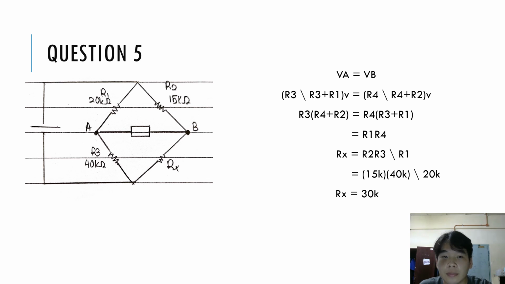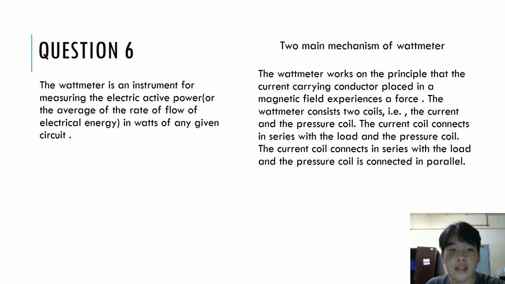Next question. So question 6, the answer is the wattmeter is an instrument for measuring the electric active power, or the average of the rate of flow of electrical energy in watts of any given circuit.